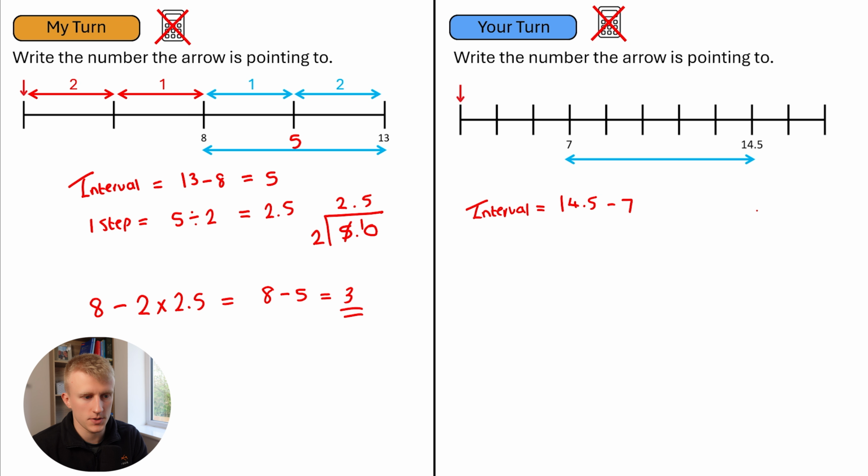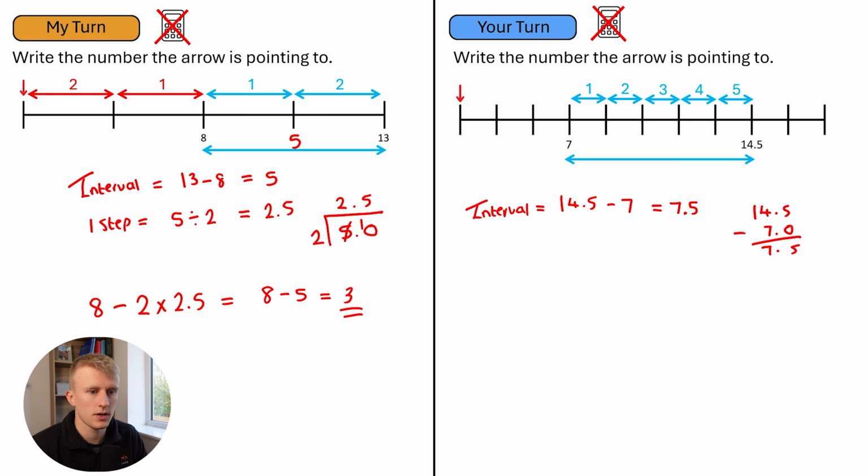Let's set up our column subtraction. So 14.5 subtract 7. 5 take away 0 is 5. 14 take away 7 is 7. So our answer is 7.5. Okay. Then we want to look and see how many steps we have split that interval into. In this case, we've split it into 5 steps.